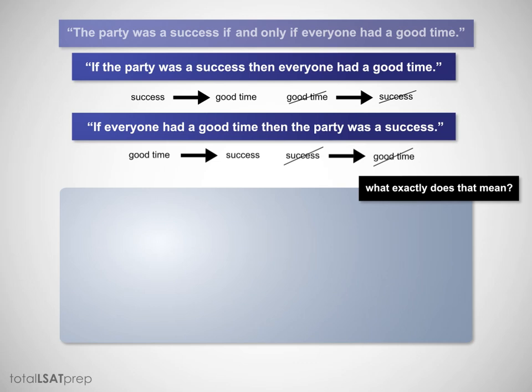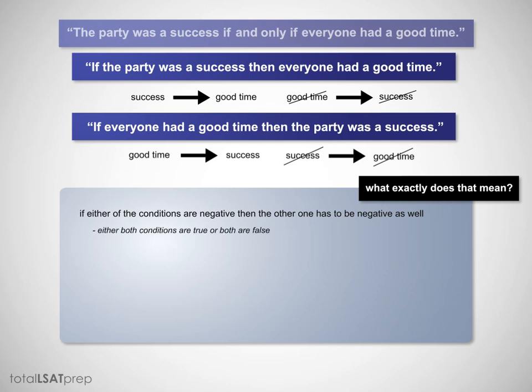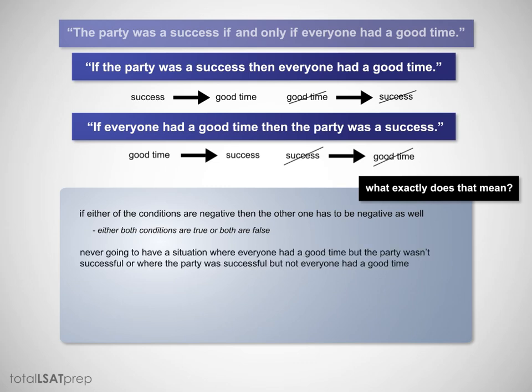As you can see from the contrapositives, if either of the conditions are negative, then the other one has to be a negative as well. Either both the conditions are true, that the party was a success and that everyone had a good time, or they're both false, that the party wasn't a success and that everyone didn't have a good time. So you're never going to have a situation where everyone had a good time, but the party wasn't successful, or where the party was successful, but not everyone had a good time. Like I said, either everyone had a good time and the party was a success, or not everyone had a good time and the party was not a success.